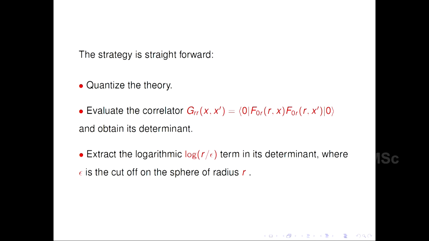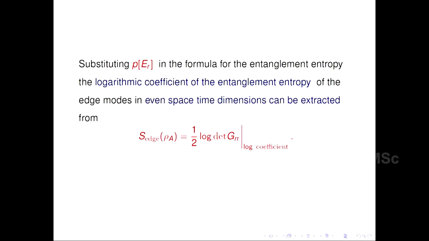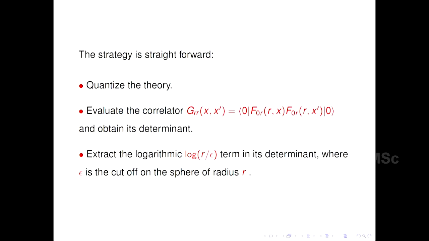So G_RR is this particular correlator, and if you evaluate the half log determinant and extract the log coefficient, you should be able to get the edge contribution. So the strategy is straightforward. You quantize this theory, evaluate its 2-point function, obtain its determinant, and extract the log coefficient of this.